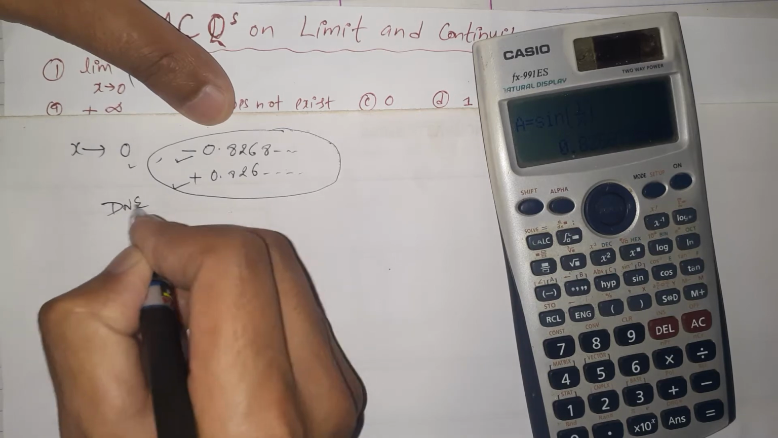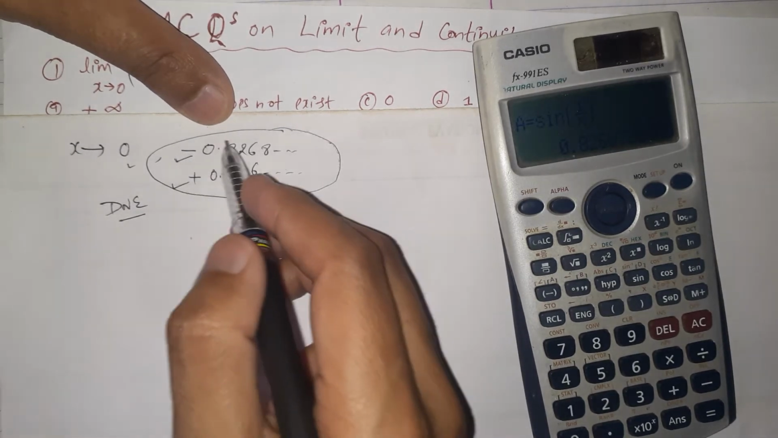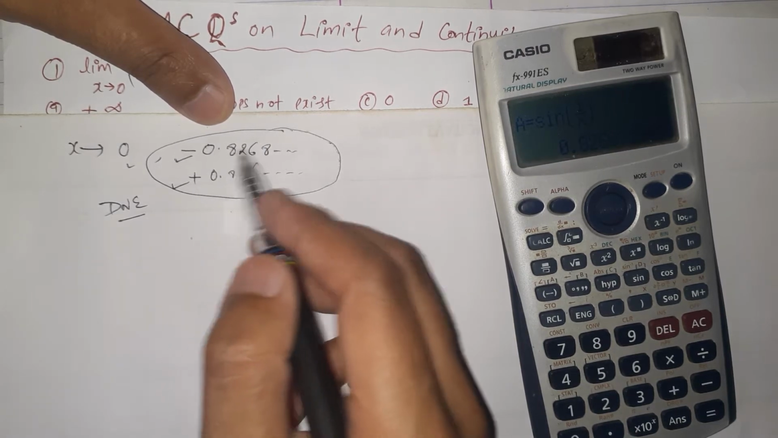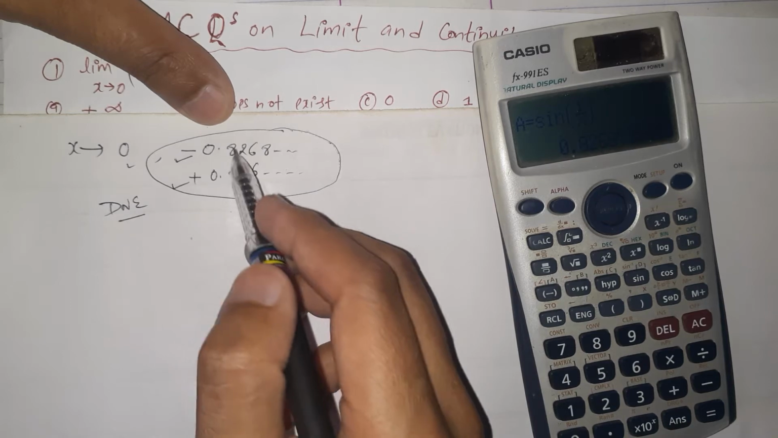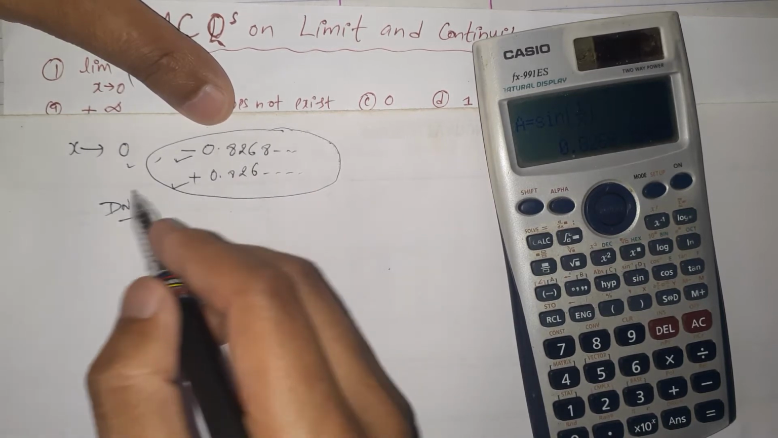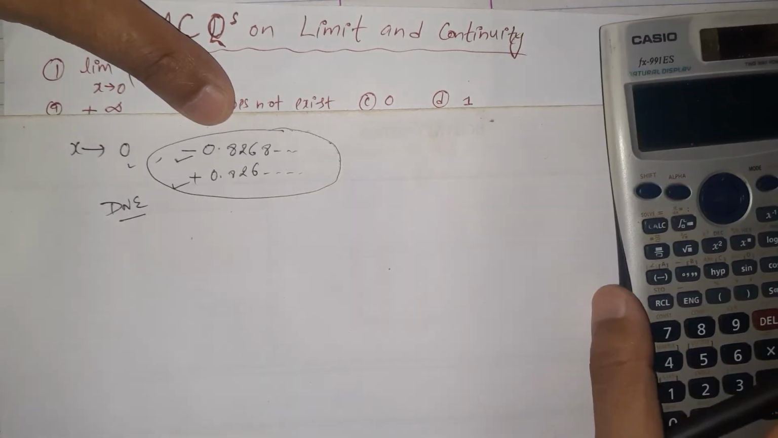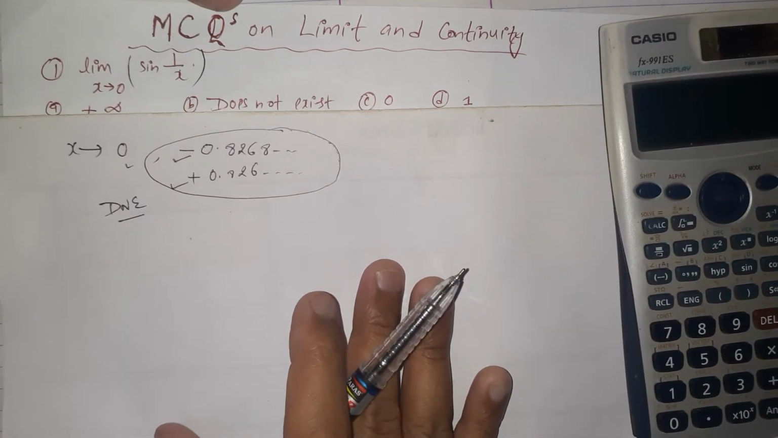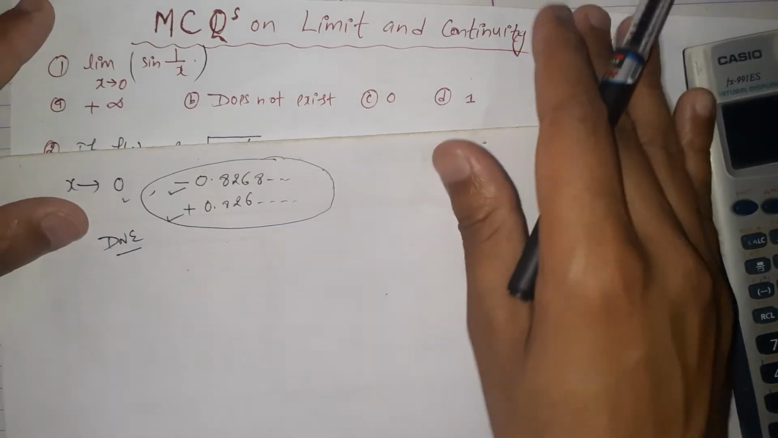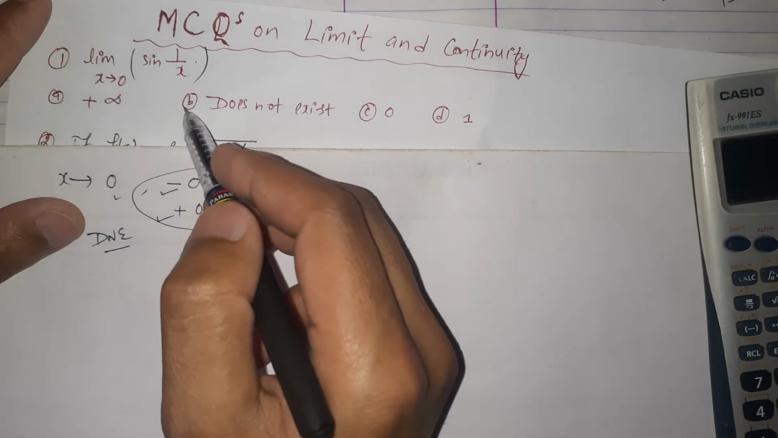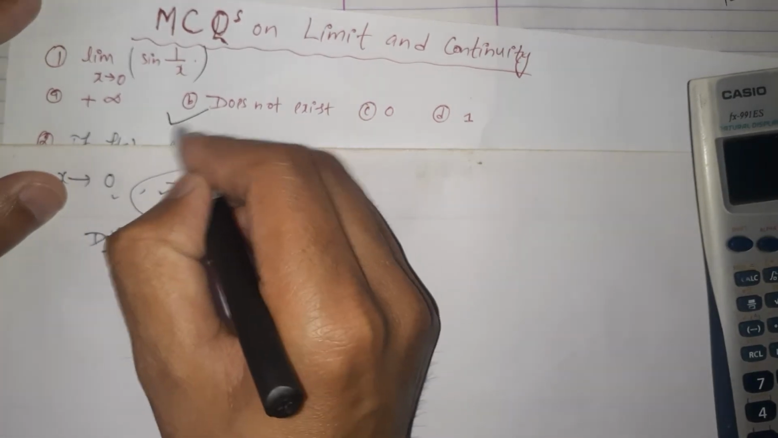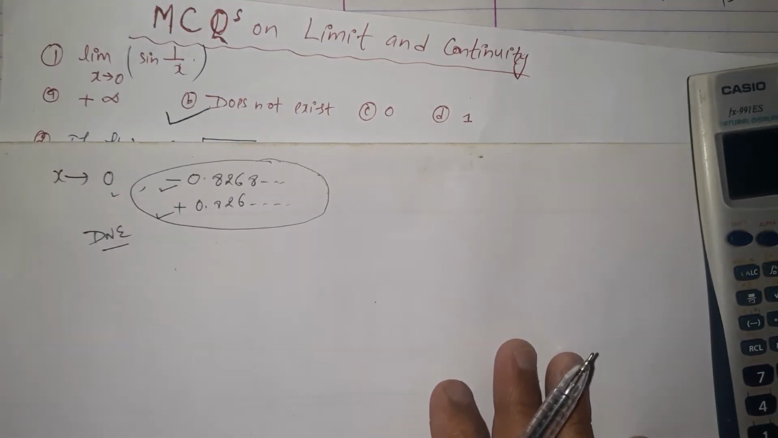If the functional values are equal, then there will be the existence of limit. But here in this case the two functional values are different, so the limit does not exist for this function at x equals 0. Let's check which option is correct here. Option B, that does not exist. So this is the correct answer. Option B is the correct answer for this question.